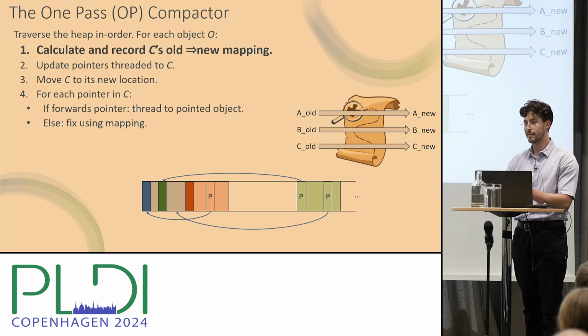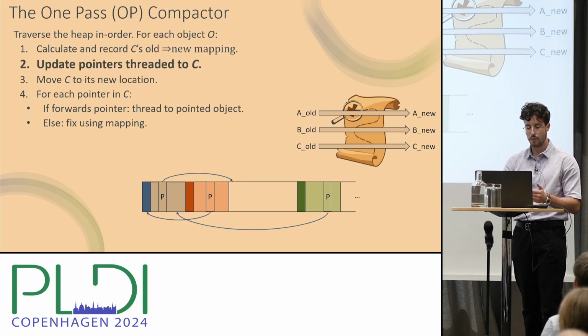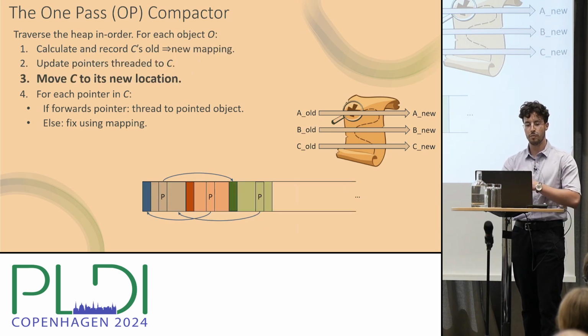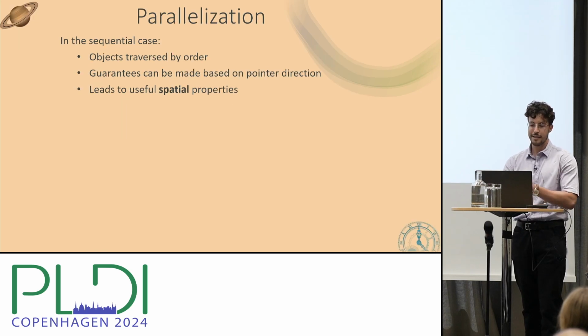Last, we reach object C. Again, record its old to new mapping. This time, we do have pointers threaded to it. So we traverse the threaded list and fix these pointers. And then we move it to its new location and again fix pointers in it. This time, again, a backwards pointer, so it is fixed with mapping. And this was it for the sequential algorithm.